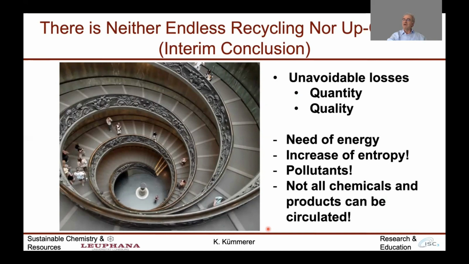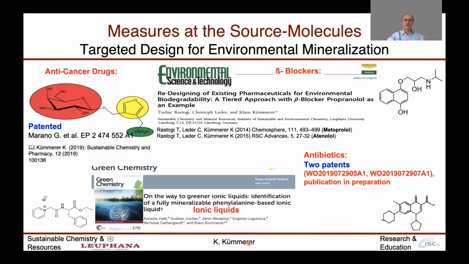Even if you take a material and you make bags of it, yes, maybe there's one more cycle. Or if you regain phosphorus from sludge, yes, it's one more cycle, but it's only one cycle with lots of energy needs, and it's not an endless recycling. And we also have to be aware that not all chemicals and products can be recycled. Just think of your shampoo you have used this morning, for example.